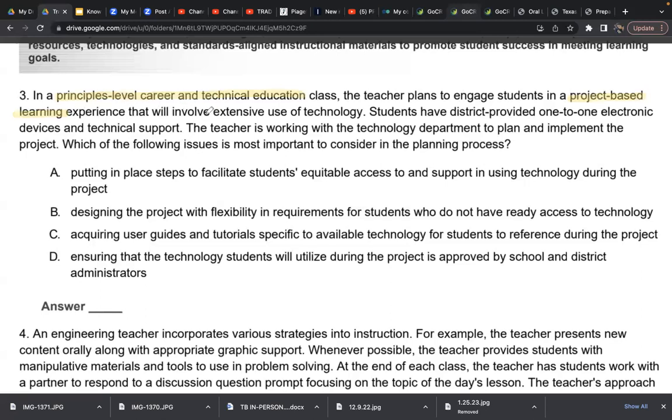So that will involve extensive use of technology. What does extensive use of technology mean in layman's terms? Like longer, like a lot of use, content. A lot of use. So guys, they're in a beginner level career and technology education class. They're going to engage in a project-based learning experience, and it's going to involve extensive use of technology. Important information: students have district-provided one-to-one electronic devices and technical support.